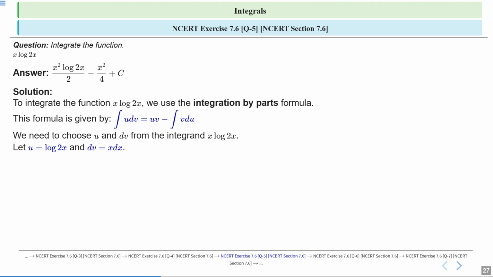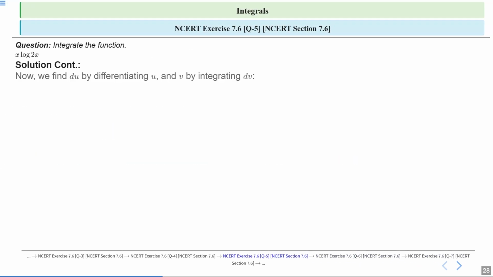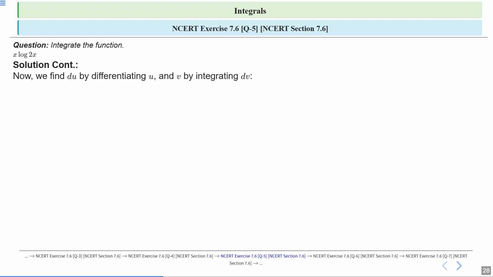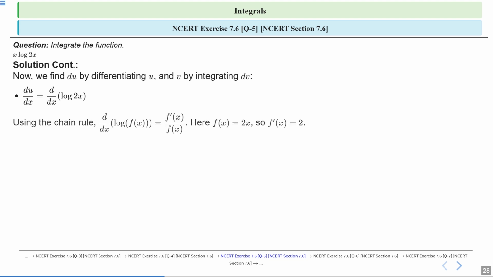So we take log 2x as u and algebraic as dv, that is x dx. Now we have to find the value of du and v. To find the value of du, we just differentiate u with respect to x. So when we differentiate log 2x with respect to x, that is d log 2x by dx.